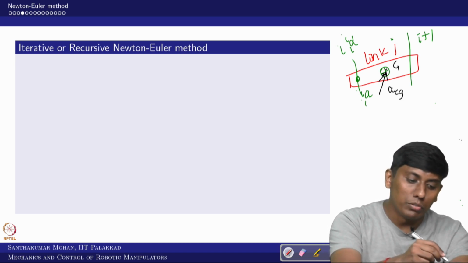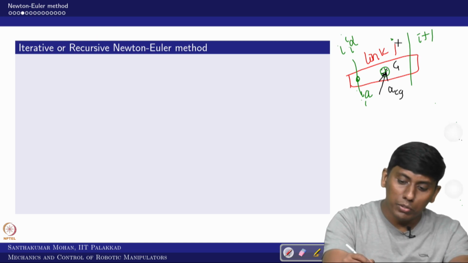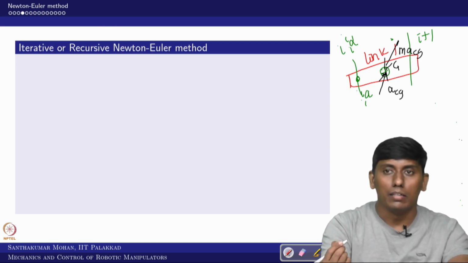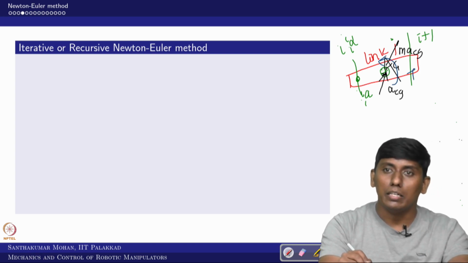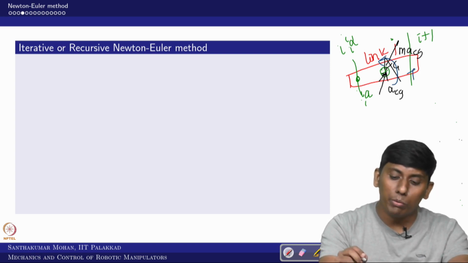So, what would be the force acting here? The force would be acting just opposite to this, right. So, M A CG would be acting. Similarly, for alpha, the torque would be in this way, right. So, this is the inertial torque. These two we need to calculate.